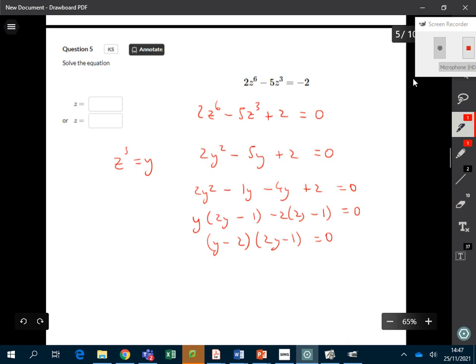And then we've got two lots of solutions, so either y is equal to 2 or 2y minus 1 equals 0, in which case y is equal to, add 1 to both sides, divide by 2, y is a half. So either y is 2 or y is a half.